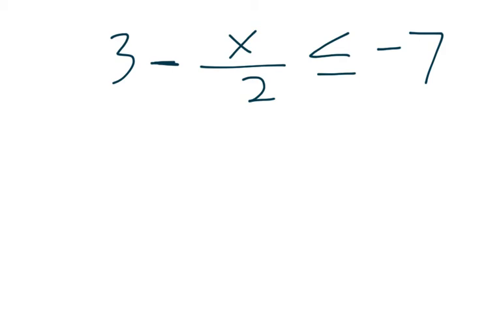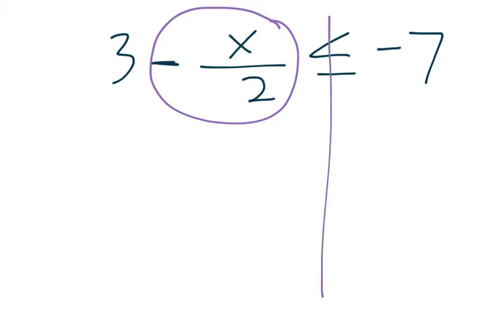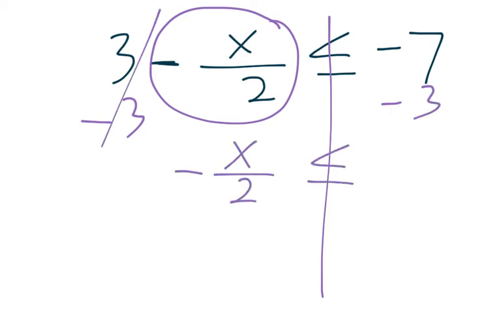So we have to isolate the fraction. It's actually a negative x over 2. So remember, we have x over 2, but the sign of it is found to the left of it. So we draw the line through the inequality sign, and we're going to subtract 3 from both sides. So we have negative x over 2 is less than or equal to negative 10.